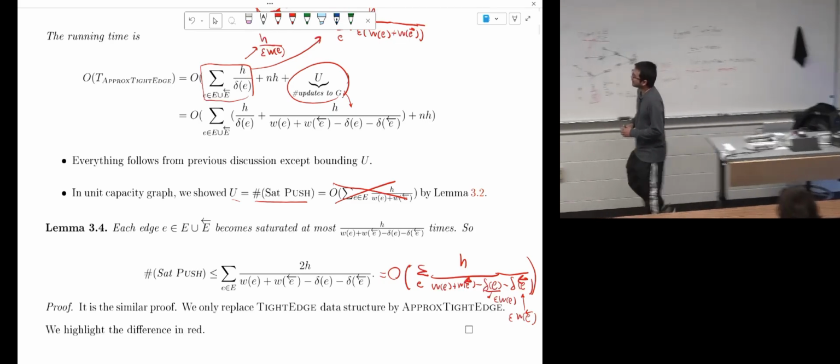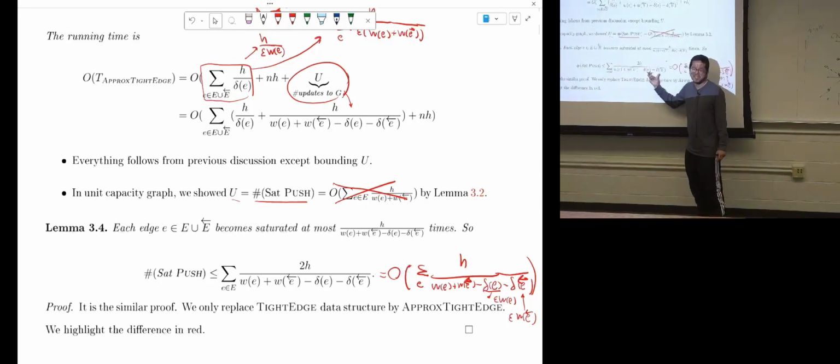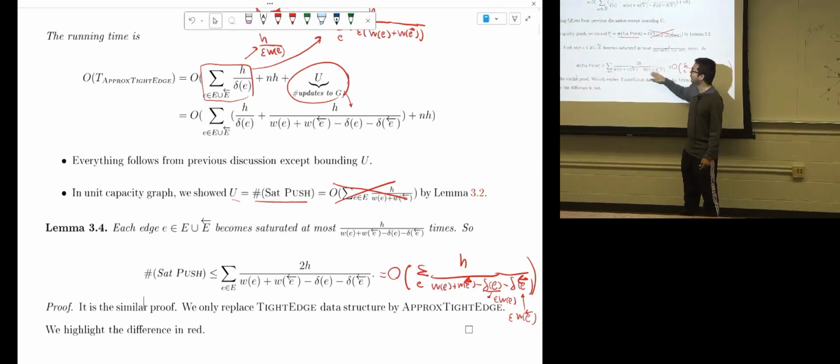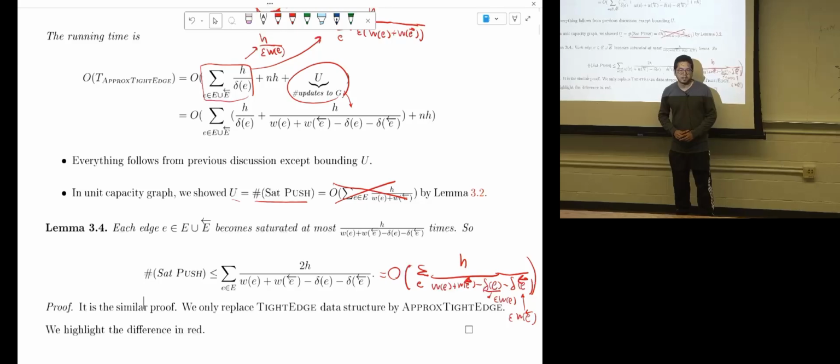This is a term that I kind of missed in class, but it needs to be there. This term is usually small compared to this one, so it doesn't matter, but it needs to be there. The point here is you cannot set the slack to be, for example, bigger than W. If the slack here is the same as W here, then it's slow again, right? So you need to set the slack so that at least the sum of the slack should be less than the sum of the weight. That's what's important.